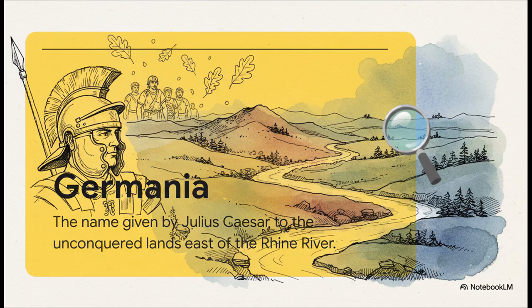And that border got set in stone, literally, in 9 AD at the Battle of the Teutoburg Forest. This is where a coalition of Germanic tribes ambushed and wiped out 3 entire Roman legions. It stopped Rome's expansion for good and basically defined this region by its fierce independence.